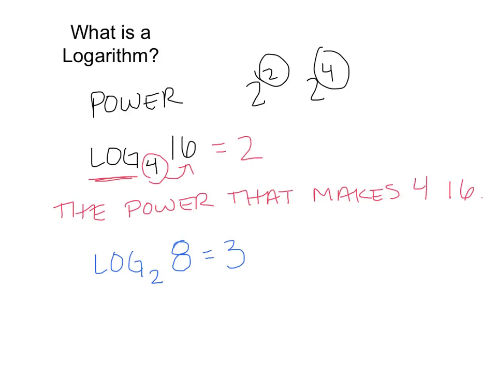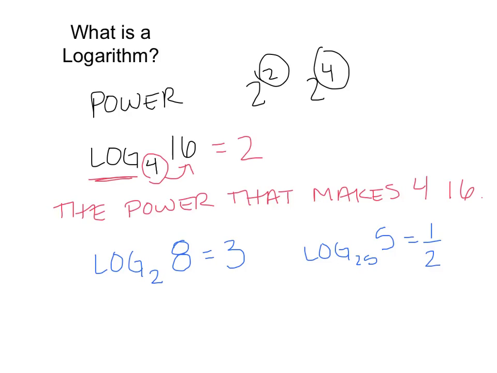Logs also can work in another kind of cool way. Say we have the log base 25 of 5. What is the power that makes 25 into 5? Well, it's actually the square root, right? We would take the square root of 25 and get 5. So the power that makes 25 into 5 is 1/2, because that's how we write square roots using exponents. So a logarithm is just a power.